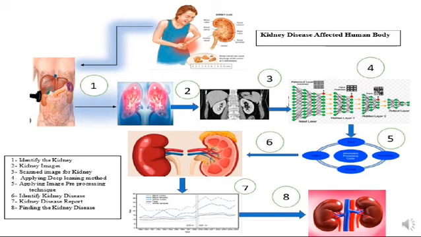With the help of big data, we can easily identify kidney problems. We can categorize the kidney images, scan the images of the kidney, and apply deep learning methods to identify kidney problems based on the algorithms. We can apply image pre-processing techniques, identify the kidney disease, and finally report the kidney disease. At the last stage we can find in which stage the particular person is.